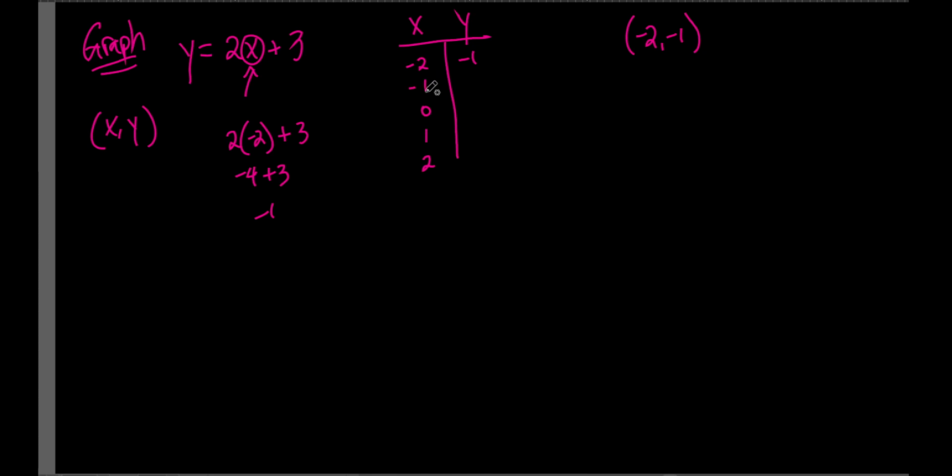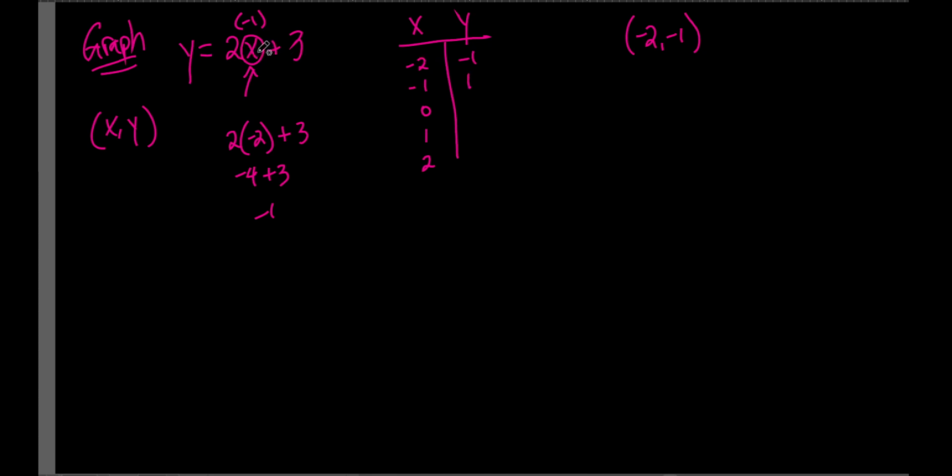Let's put -1 in for this. Let's do it in our head this time. Put in a -1. What's that going to give you? That's -2, right? 2 times -1. That's -2 plus 3. I'm thinking of the answer. -2 plus 3 is what? 1. Okay, put in a 0 for this.